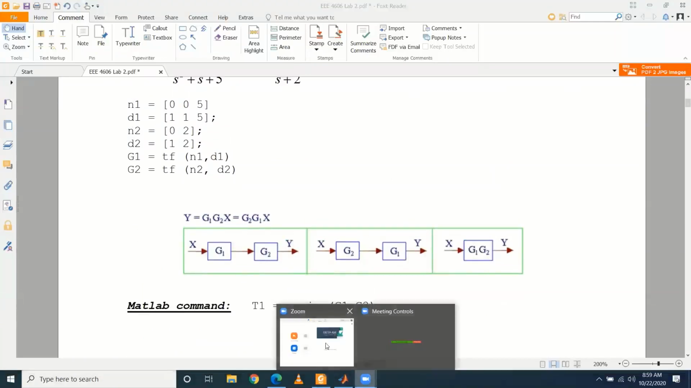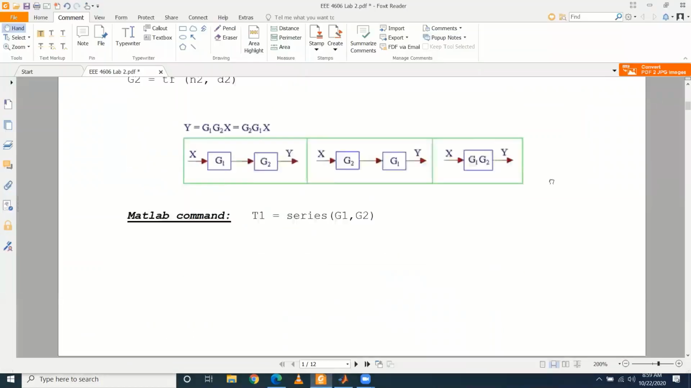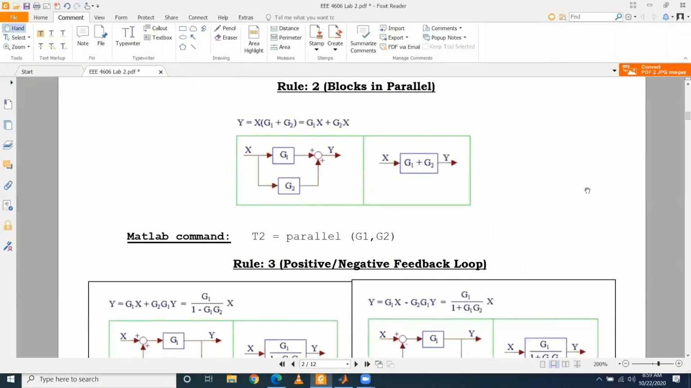Same thing. If we multiply G1 and G2 directly, what will happen? G3 equals G1 multiplied by G2. Same result, right? Because two blocks in series means their transfer functions will be multiplied. So that's series. The next one.